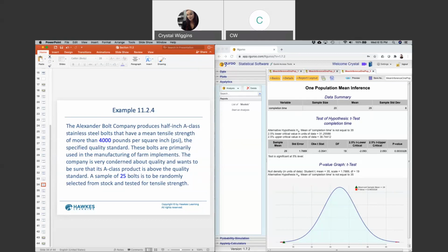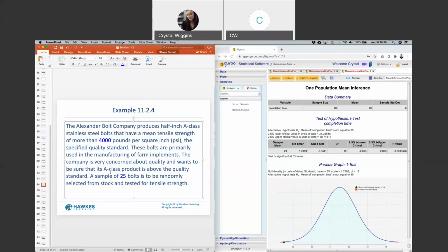The company is very concerned about the quality and wants to be sure that its A-class product is above the quality standard. Okay, I just wanted to make sure, I had to read the whole thing before I made statements that may or may not have been true. So up here, they're talking about what the population outcome is. The population outcome strength is of more than 4,000 PSI. The company is making a claim. They want to know that the quality is above the standard. So we want to be greater than. Again, we're going to have a claim that's in the alternative because there's no equal sign for an above.